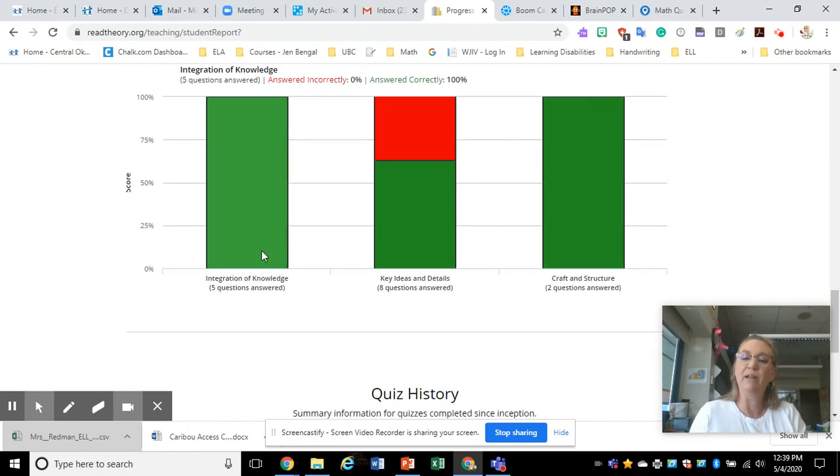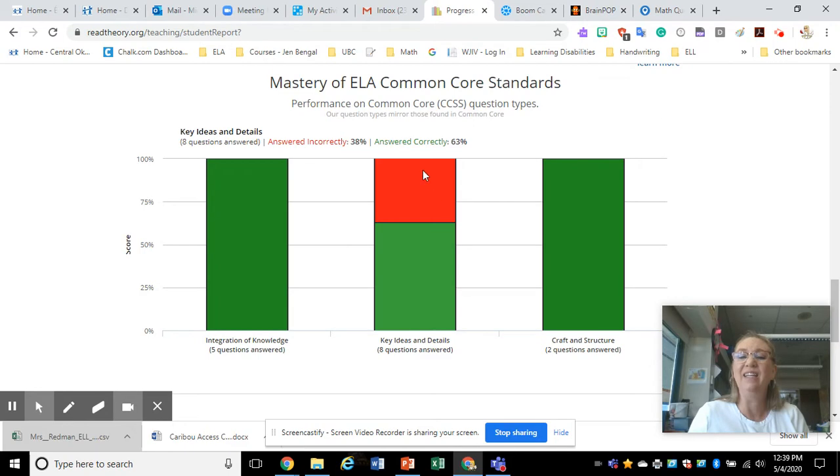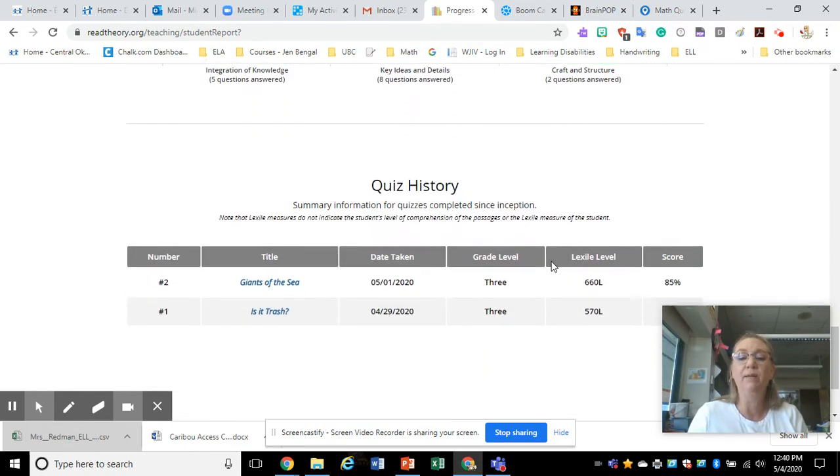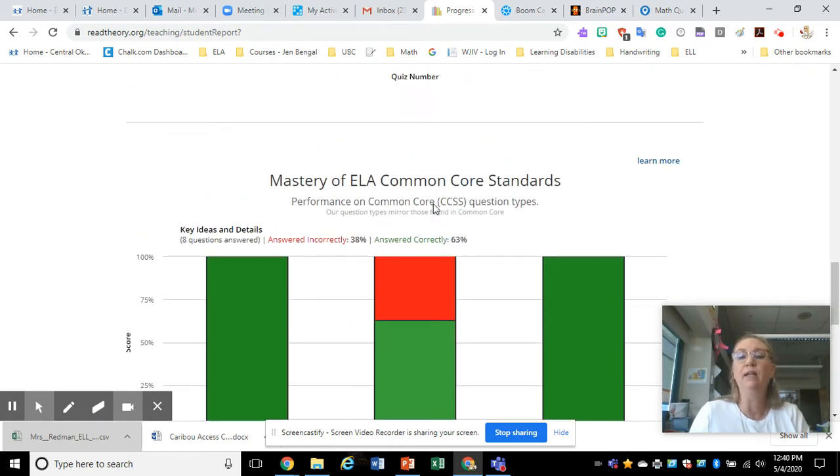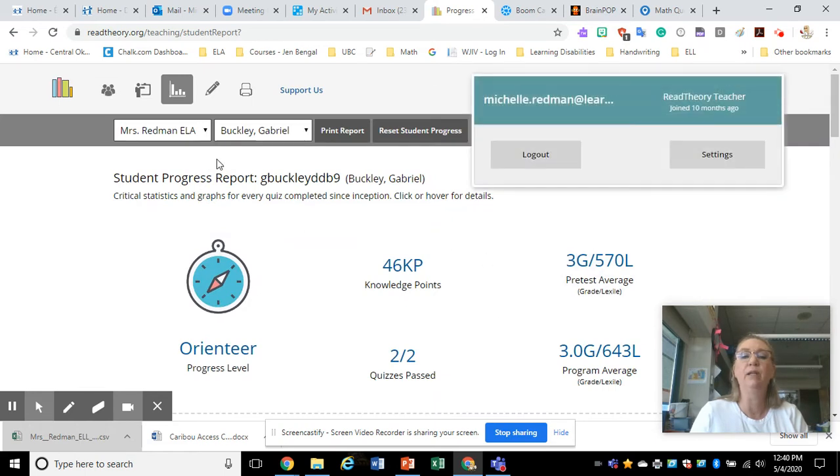Now this is American, so it gives a Common Core, but it's still applicable for us. It tells me the integration of knowledge seems to be okay. With key ideas and details, I can see he's really struggling there. The craft and structure seemed okay. And I can see which story titles he's read and answered on, and I can click on it and look at it myself, and that gives me his score. So I do like Read Theory. I think it gives me some pretty good information.